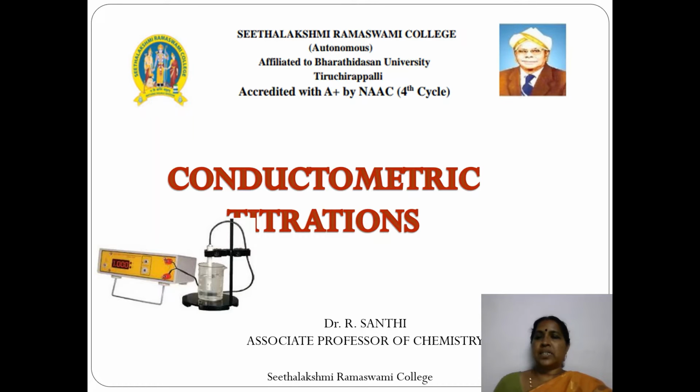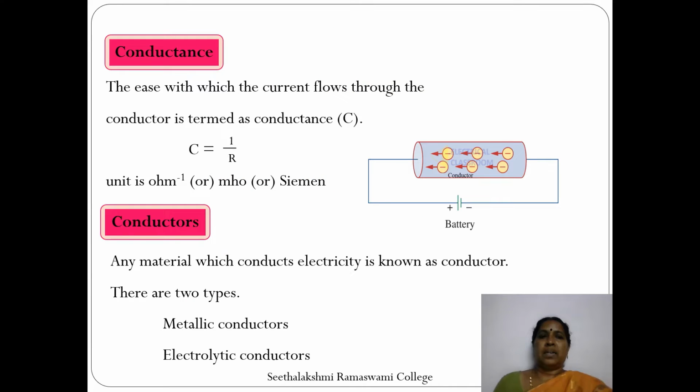Conductometric titrations. Conductance is the ease with which the current flows through the conductor. Conductance is the reciprocal of resistance. The unit for conductance is ohm inverse, mho or Siemens.